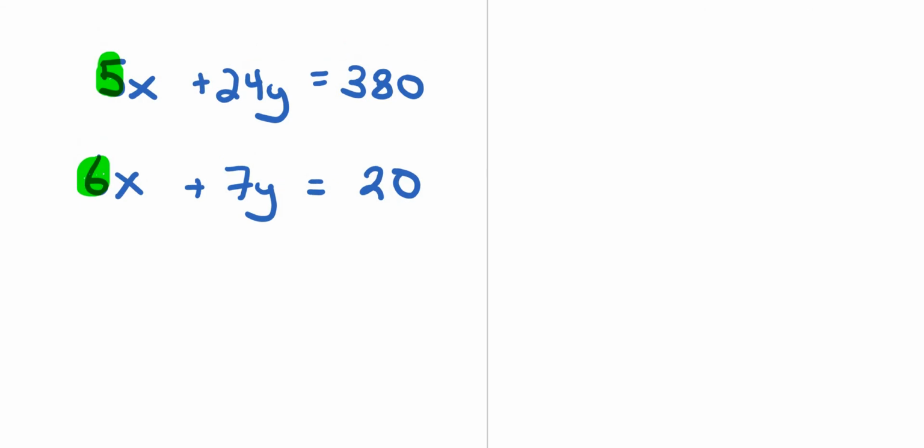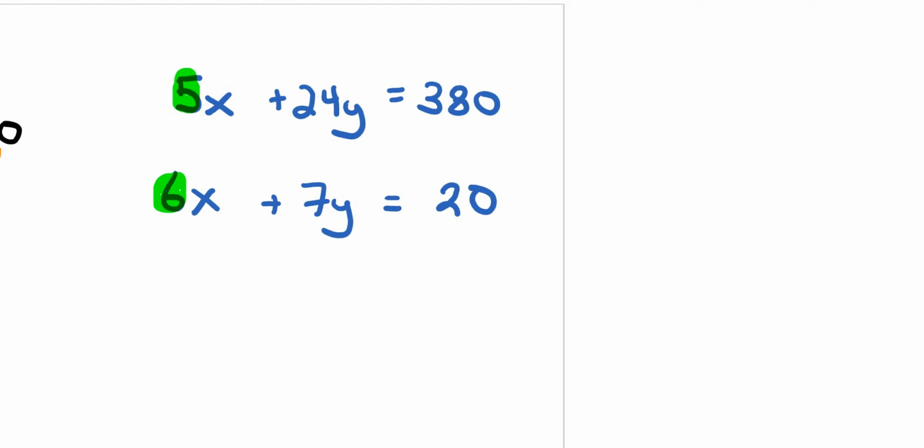Now, I have a 5 and a 6. So what's the least common multiple between 5 and 6? Well, if you're not sure, just multiply 5 and 6 together, and if you do that, you'd get 30, right? So the least common multiple between 5 and 6 is going to be 30. So ask yourself, what do you have to do to this 5 right here to get to a 30?